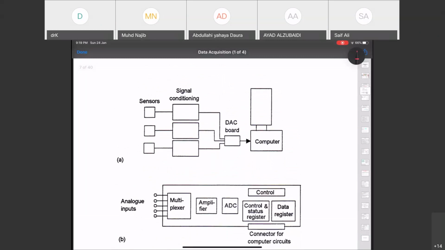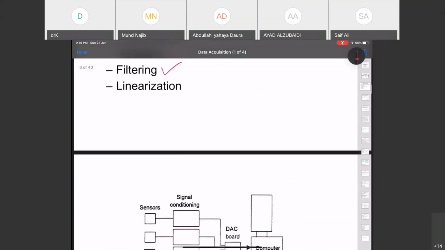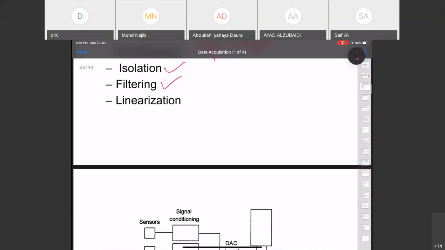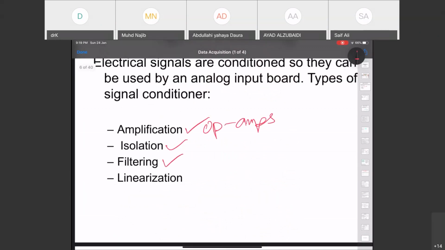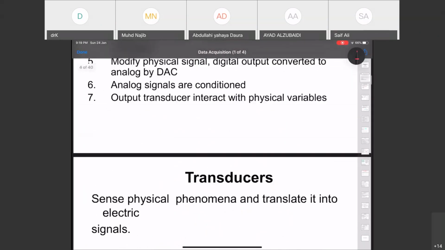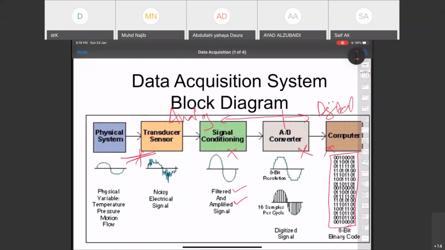So the block diagram that you may have seen here is a very basic DAQ system. The flow is in one direction, from left to right. You have one sensor, one signal conditioner, one A2D, and of course a computer at the end.